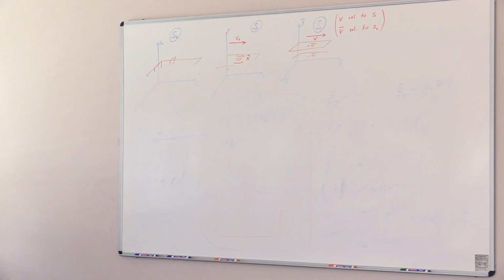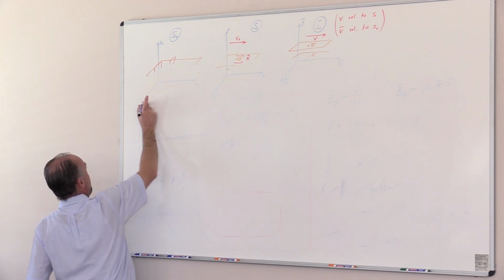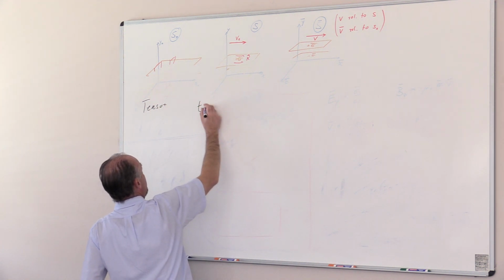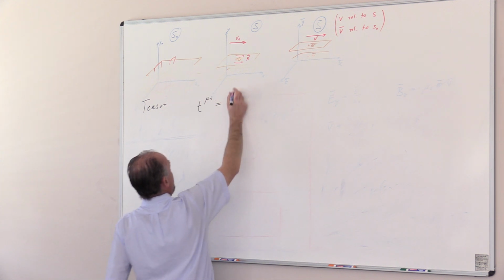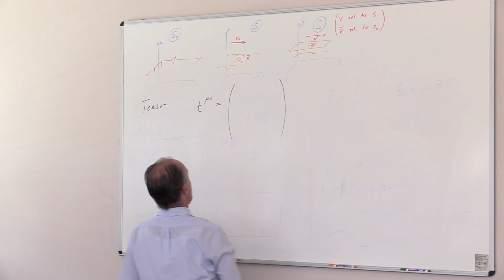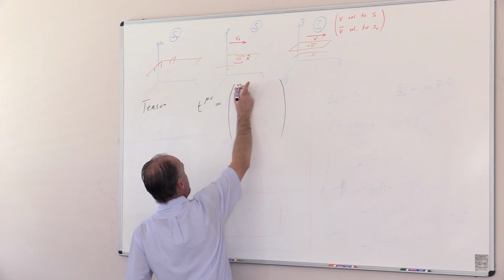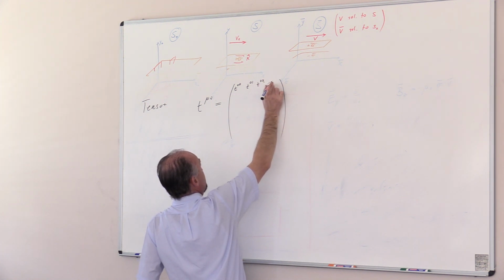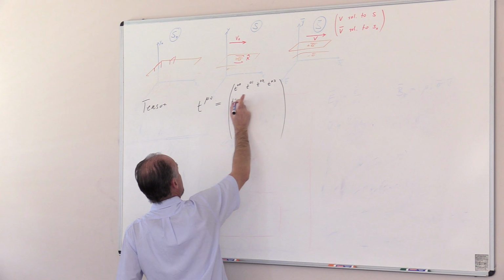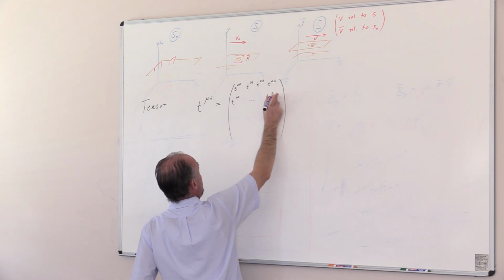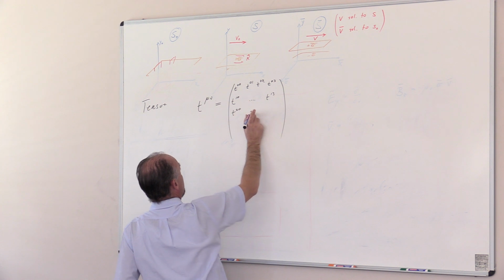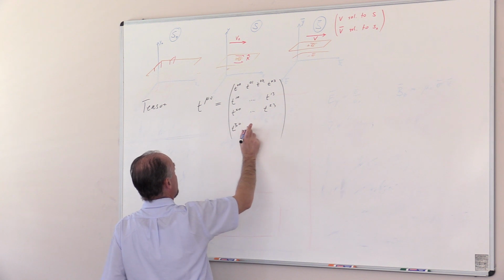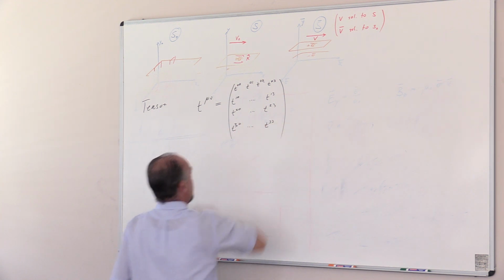So let's see if we can cook up something that we will call a tensor. Let's call that some T^{μν}. So something 4 by 4, that has T00, T01, T02, T03, T10, T13, T30, T23, right?